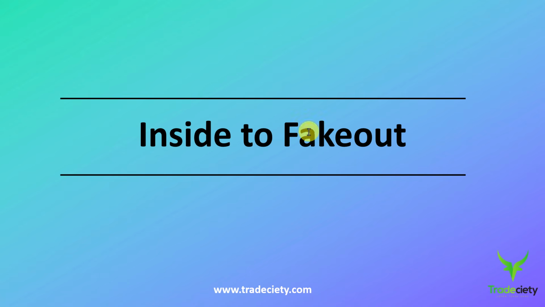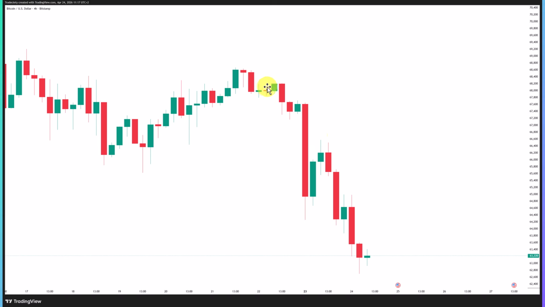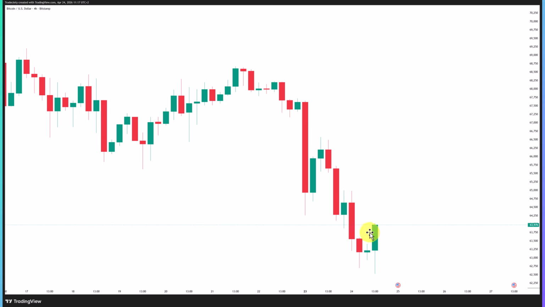Let's take a look at the inside to fake out scenario. So here you can see we are in a downtrend. The market has two strong bearish candles. The inside candle, once again, we could look for continuations to the downside because we're going with the trend, but the next candle is the complete opposite.